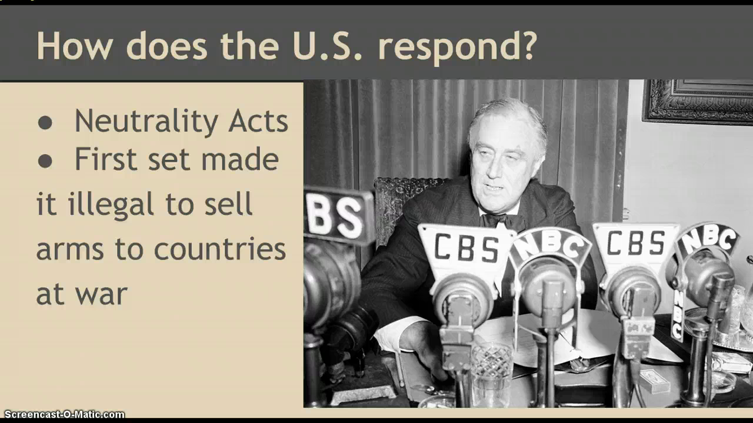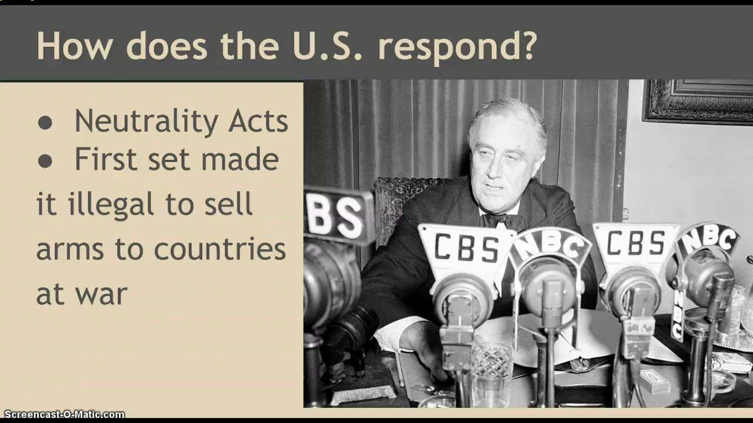The first set of Neutrality Acts, you guys, was between 1937 and 1938. You guys should know that we made it illegal to sell any arms to countries at war. Pictured here is FDR in his address to the nation about these Neutrality Acts.